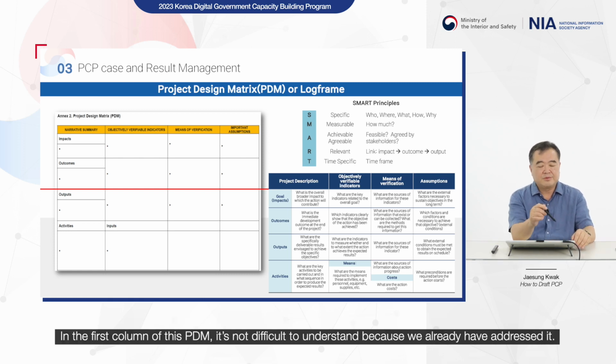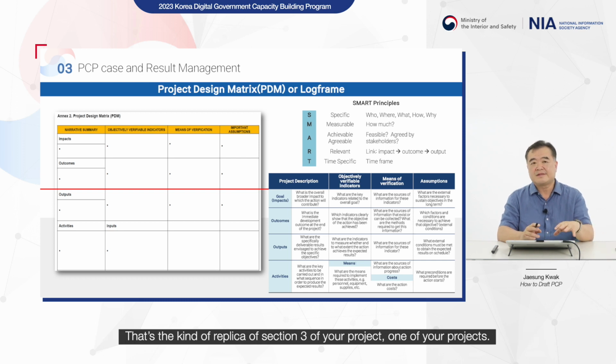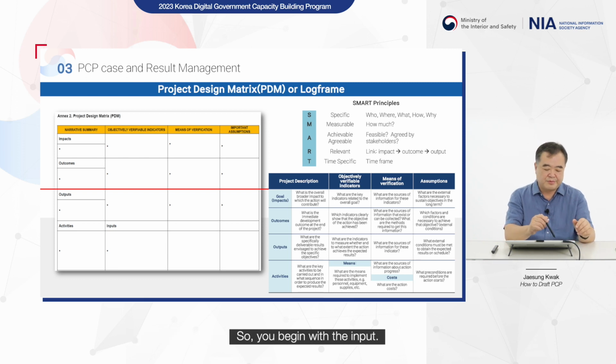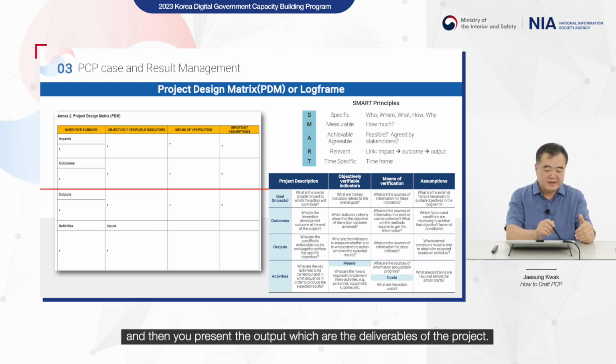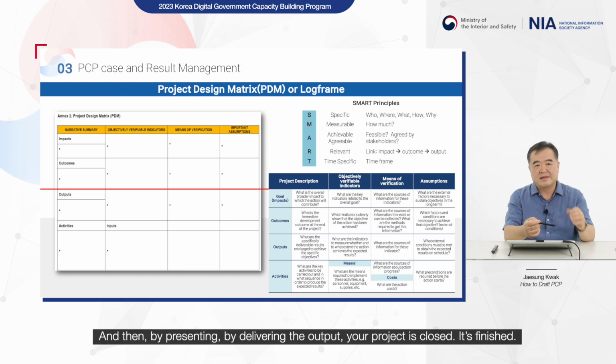In the first column of this PDM, it's not difficult to understand because we already have addressed it. That's a kind of replica of section 3 of your project. So you begin with the input. These are the budget or numbers, and moving to the activities, ongoing detailed activities in your own project, and then you present the outputs, which are the deliverables of the project. And then by delivering the output, your project is closed, it's finished.